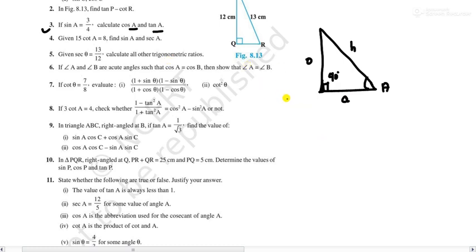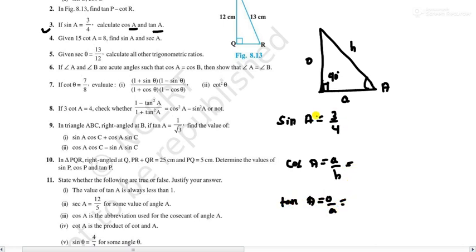Now read the question again. They have given sin A is how much? 3 by 4. And what you have to find? Cos A. What is cos A? Yes, A by H. Then tan A. What is tan A? O by A.